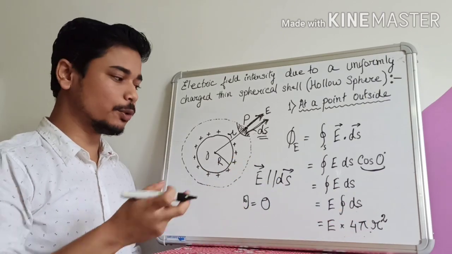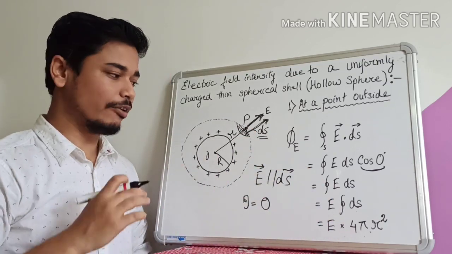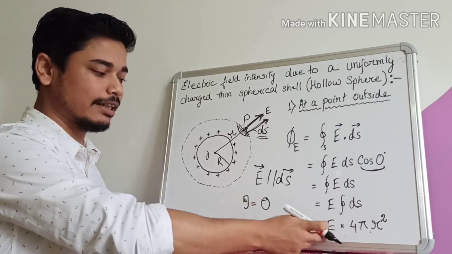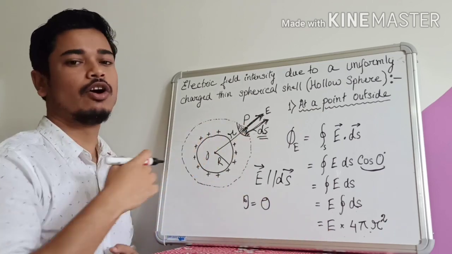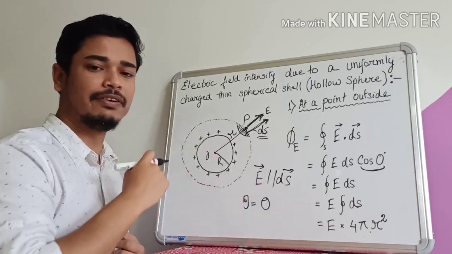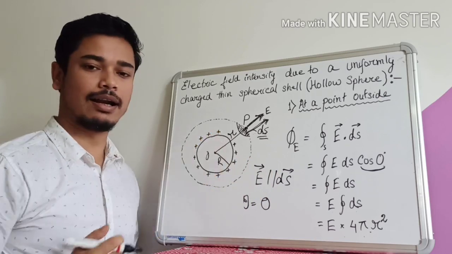Next, we are going to equate this electric flux with the Gauss law. So finally, what we are going to calculate is the value of E, that is the electric field at every point of this sphere, or we can say the electric field at any point which lies outside the sphere at a distance r.